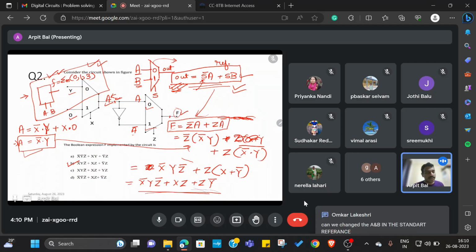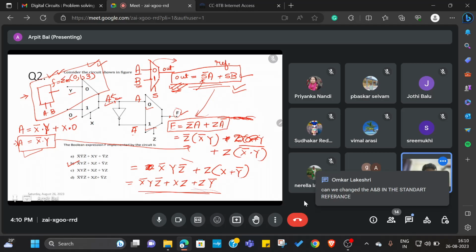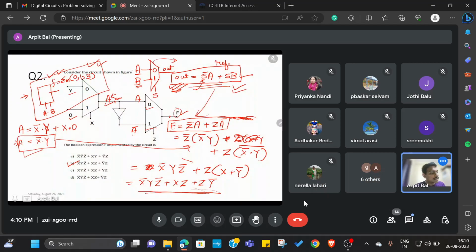We just opened the brackets. Can we change A and B in the standard reference? Yeah, sure, you can change that. So let's say you call it something else, y and x. You can mention it as s bar y. So this is just for your reference, s bar x. Is this what you meant?